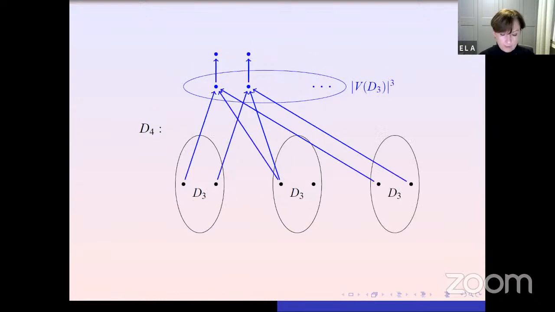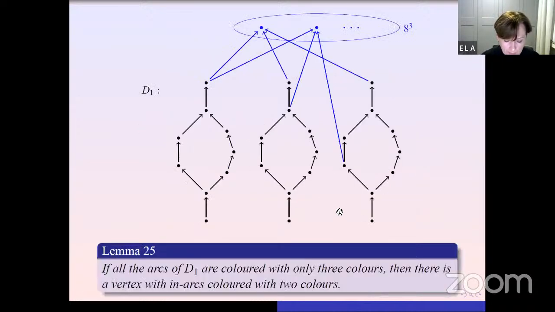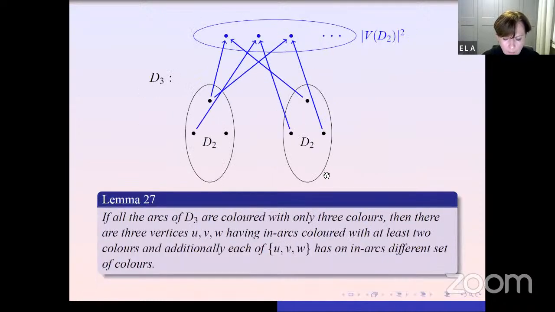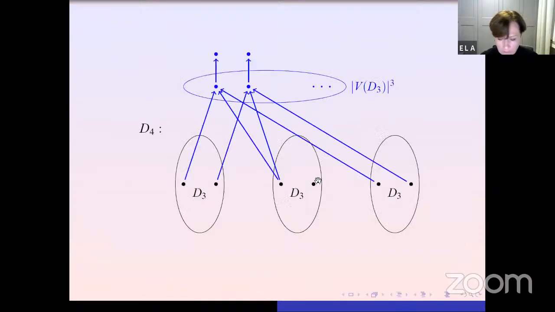And next, finally, G4: we take 3 copies of D3, and for every subset of 3 vertices, each from one set, we add one vertex, which is dominated by these 3 vertices, and next we additionally add one more arc. And finally, this D4 is a digraph that needs 4 colors. Maybe I skipped some slides. I do not explain why, because I ran out of time.